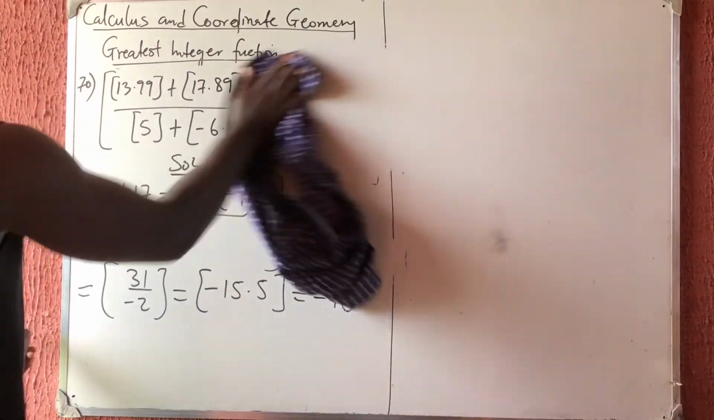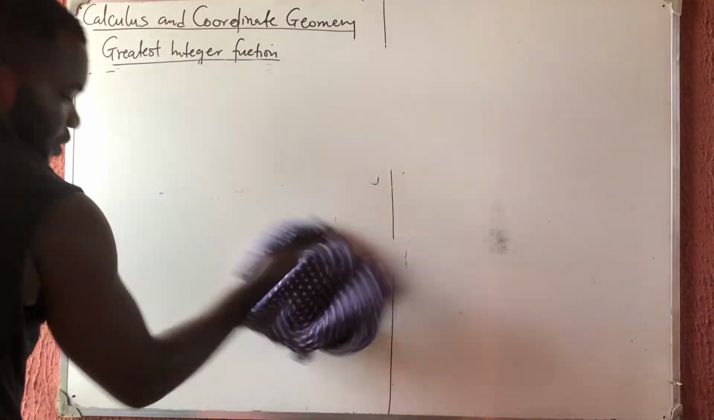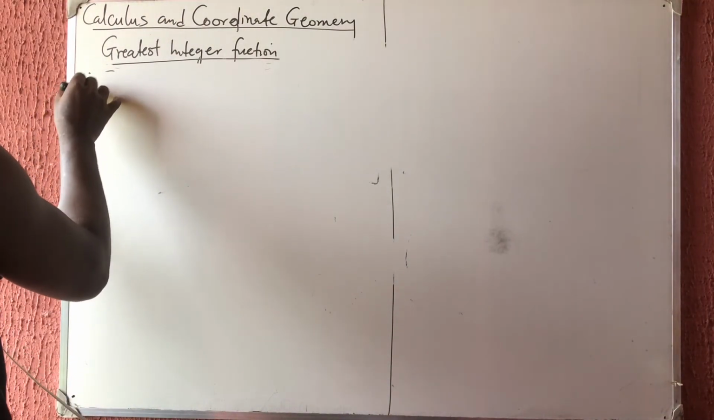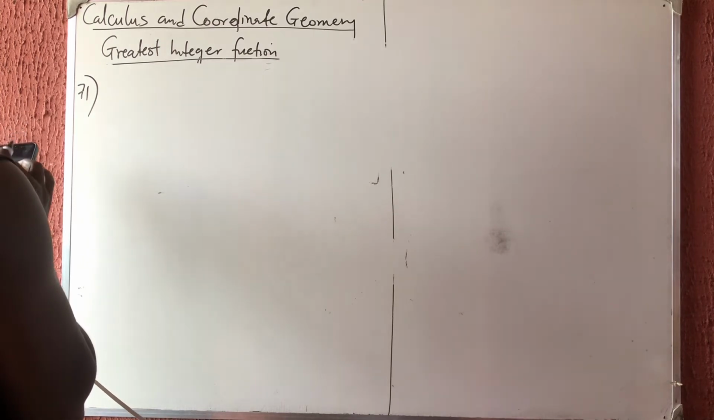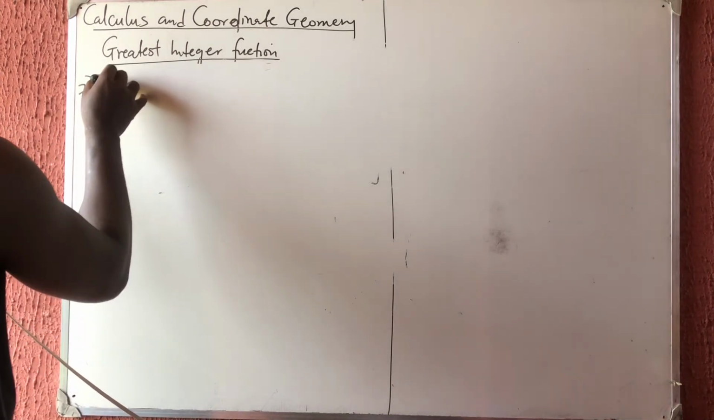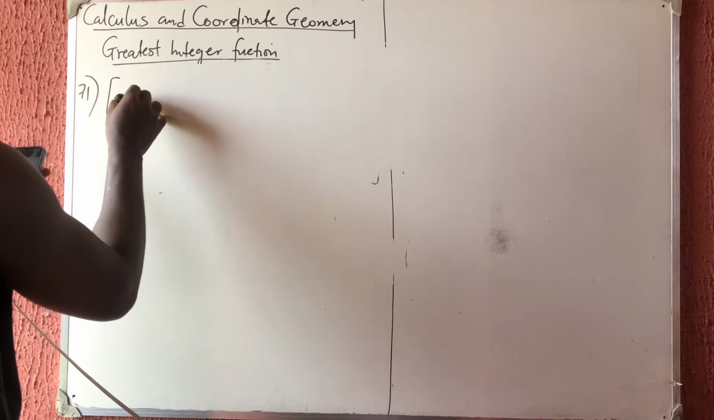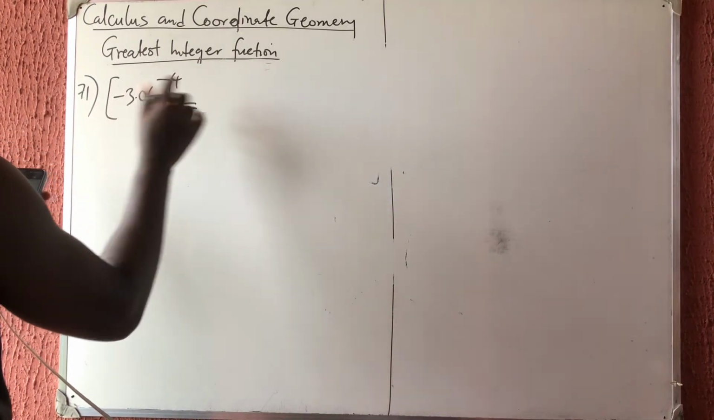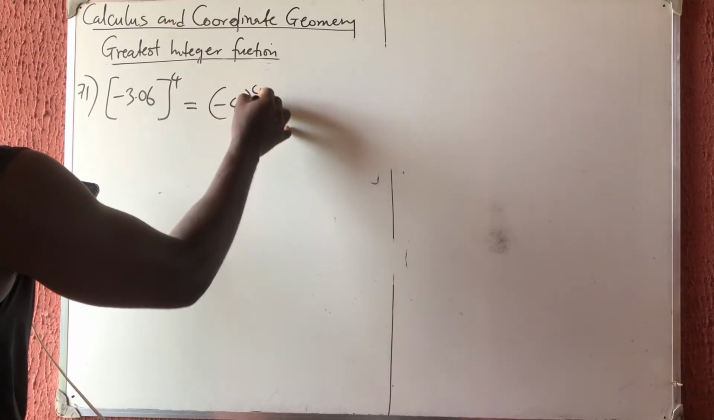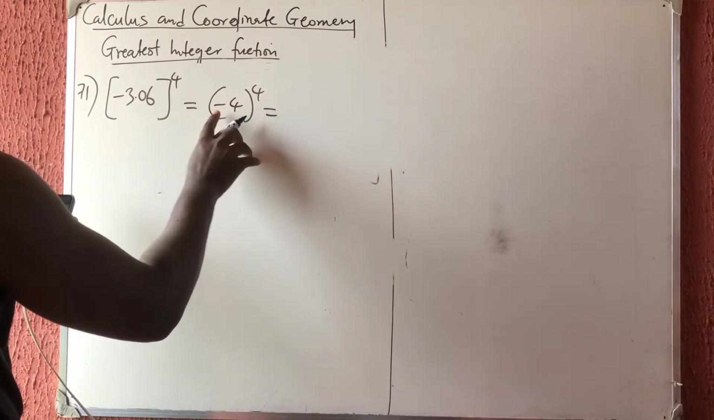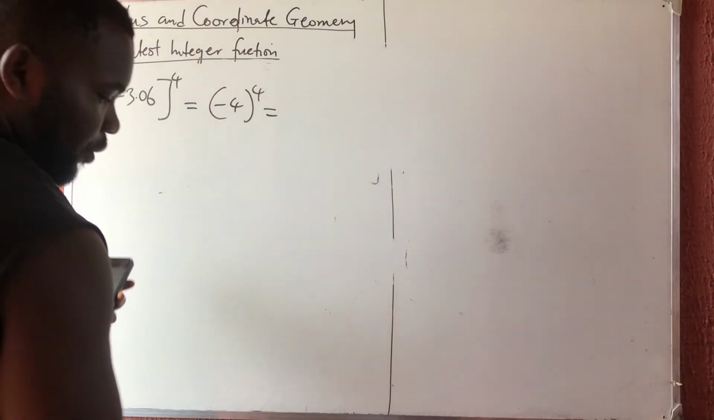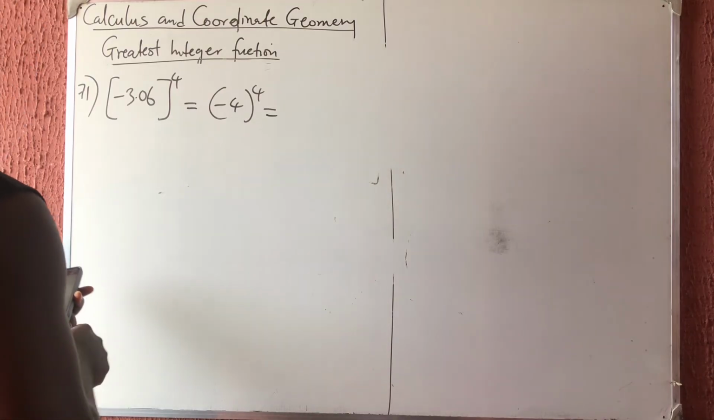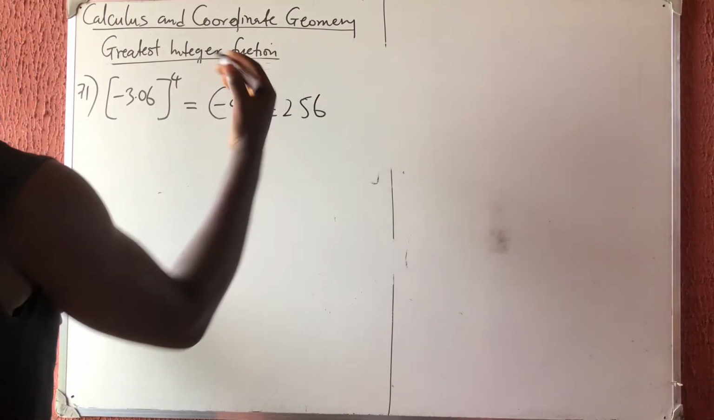So we move to the next one. The next one is question number 71. Question number 71 said: the greatest integer function of minus 3.06, then raised to power 4. This is negative, so it's going to be minus 4 raised to power 4. The power is an even number, so the minus will disappear. So we now have 4 raised to power 4, which will give us 256. So 256 is the answer.